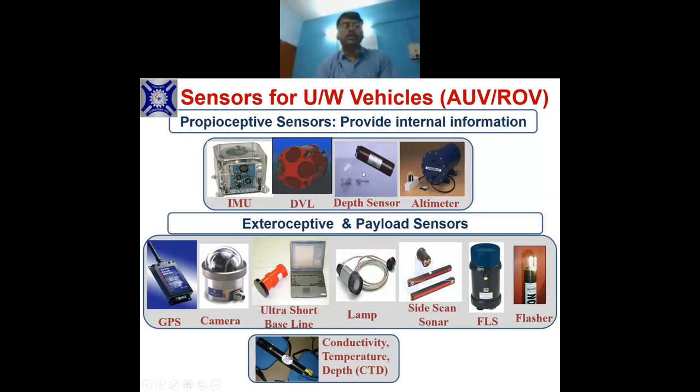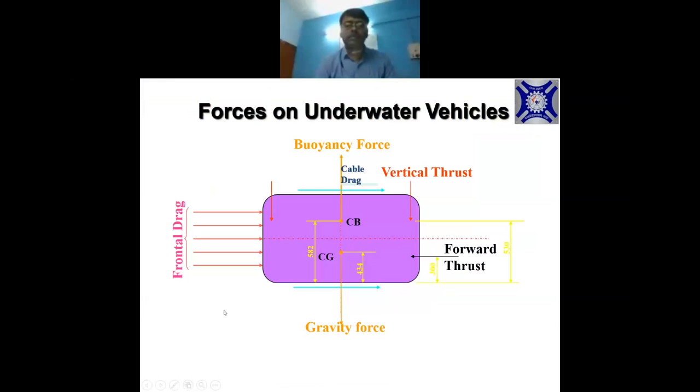This is the Doppler velocity log, this is a depth sensor, and then an altimeter. Then external safety sensors, like the ultra-short baseline system. Side-scan sonar is the payload. Forward-looking sonar is the obstacle avoidance sonar. Apart from that, we have a flasher for detecting the vehicle, and CTD, conductivity, temperature, and depth sensor. This is a payload sensor, and the camera is also a payload sensor.